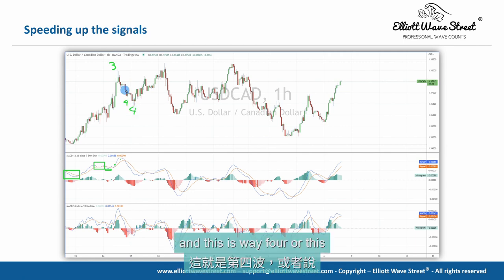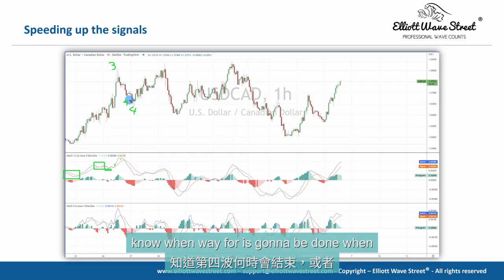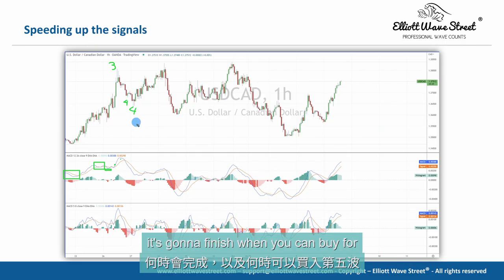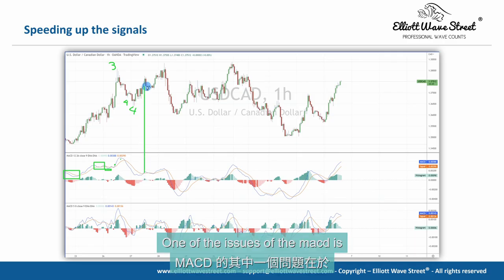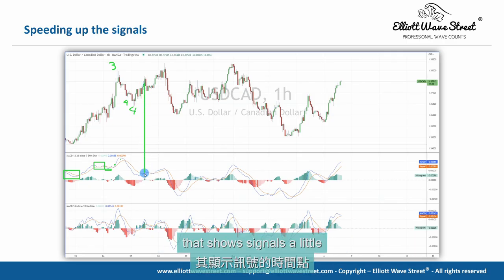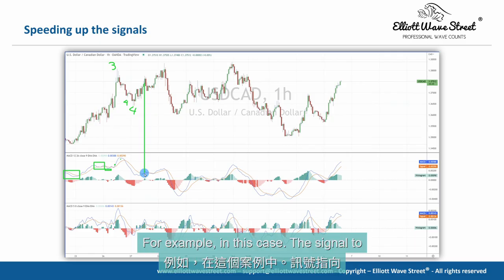When you are in the live market, you don't know when wave 4 is going to be done, when it's going to finish, when you can buy wave 4. One of the issues of the MACD is that it shows signals a little bit late. For example, in this case, the signal to go long was just here.